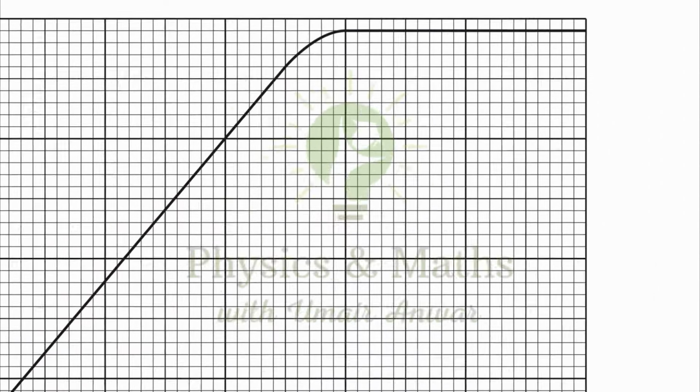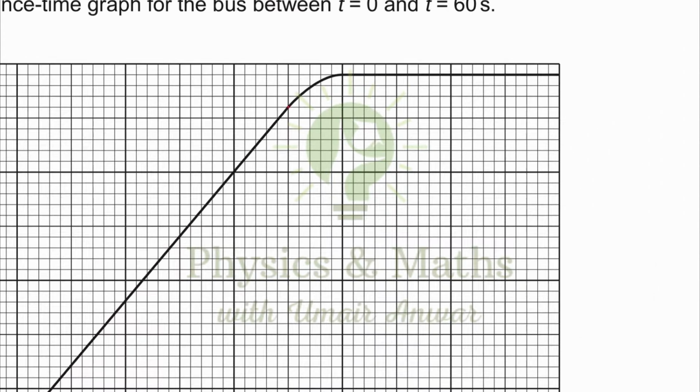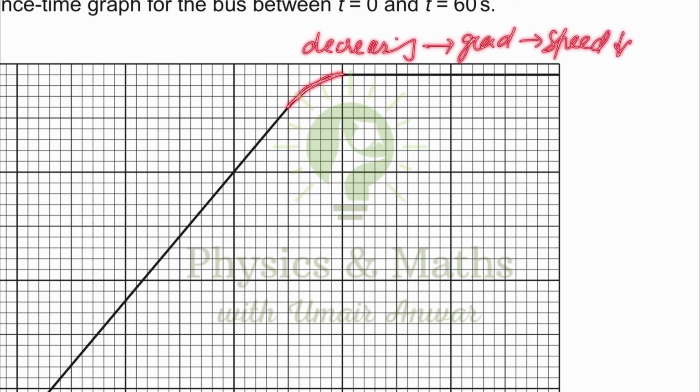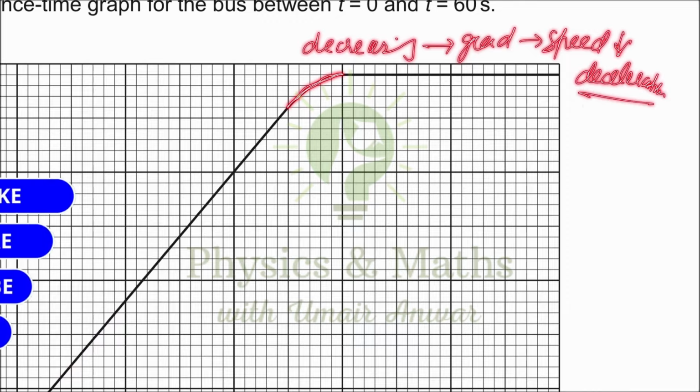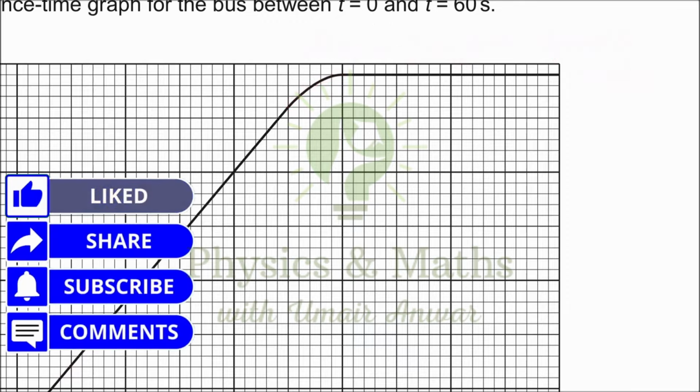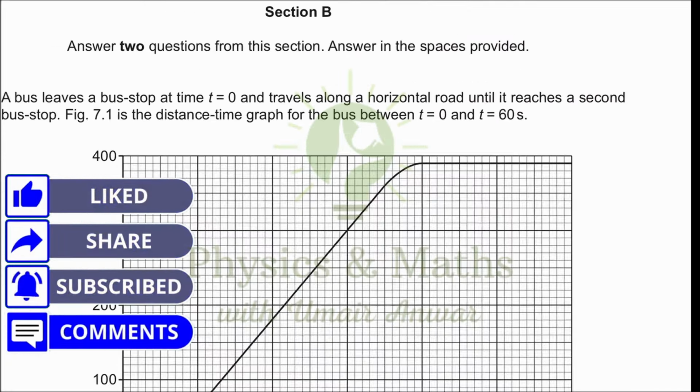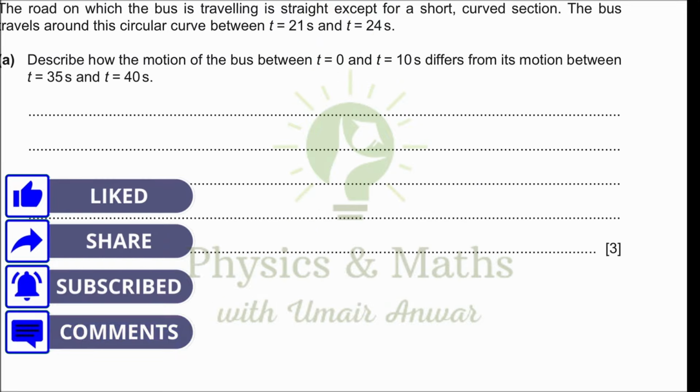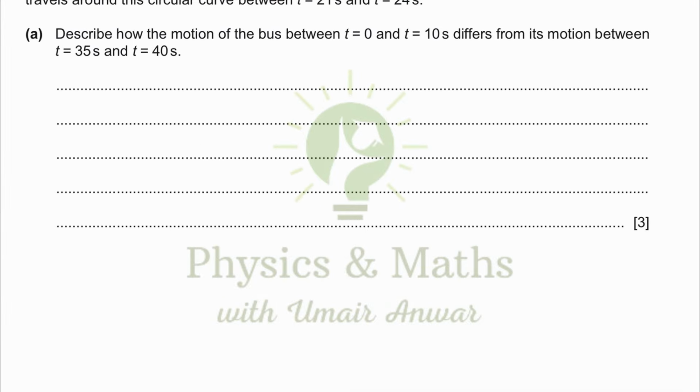Now if we look at the graph at t is equal to 35 to 40 seconds, it is again a curve, but this time it is a decreasing gradient curve. So it means that the gradient or the speed must be decreasing. And when the speed is decreasing, we have deceleration in the moving object. So this is how we can explain their difference. We have to write a 3-mark answer over here.